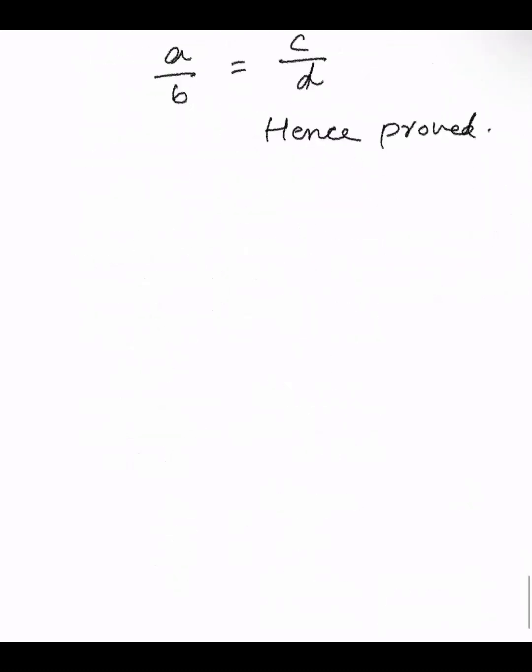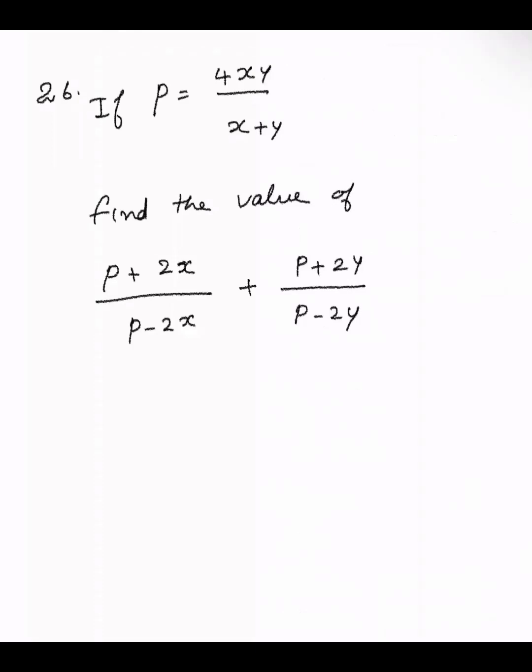Next question is, if p is 4xy divided by x plus y, find the value of p plus 2x divided by p minus 2x plus p plus 2y divided by p minus 2y. So what happens is, some children will just substitute the value of p. Wherever they see p, they will put 4xy divided by x plus y there and solve it in the algebraic approach. That is one way of doing it. But as I told you, in your question paper, mostly they will tell you using properties of proportion. If they are saying using properties of proportion, you cannot use that approach.